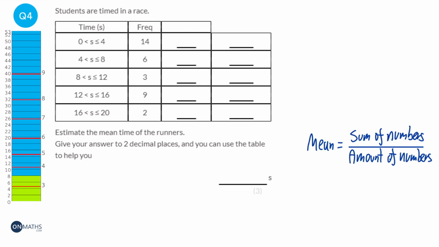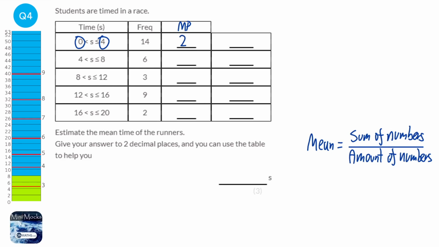And the fairest value to say that they all got is what we call the midpoint. To find the midpoint, you add up the lower bound and the upper bound, so the highest value and the lowest value, add them together and divide by 2. So 0 plus 4 divided by 2, which is just 2. And that gives us a halfway number, which is fair to everyone.